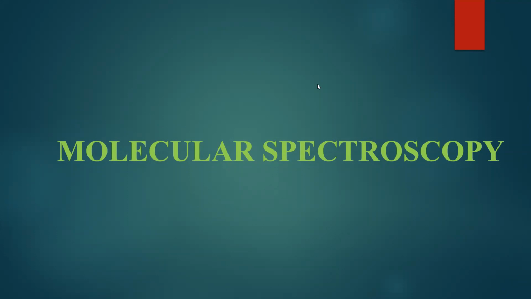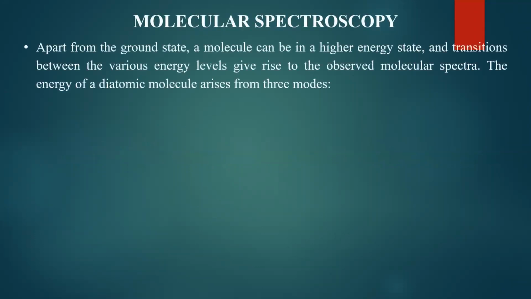In today's class, we'll discuss the basics of molecular spectroscopy. If you consider a molecule, it can be found in the ground state or any excited state, depending on the energy of the molecule. Apart from the ground state, which is the trivial case, a molecule can be in a higher energy state, and transition between the various energy levels gives rise to observed molecular spectra. That is in accordance with quantum mechanics or basic Bohr's theory.